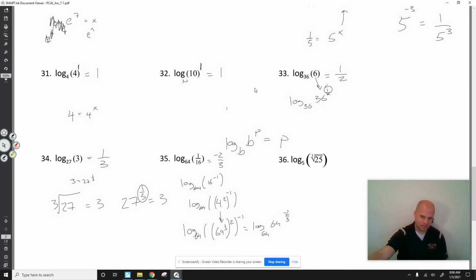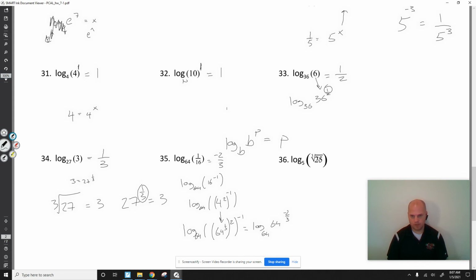This kind of rewriting method isn't that important when we get to calculus. It's more the solving and the rewriting that is important: taking 5 to a power when you have a log base 5, or taking log base 5 if you have 5 to a power.